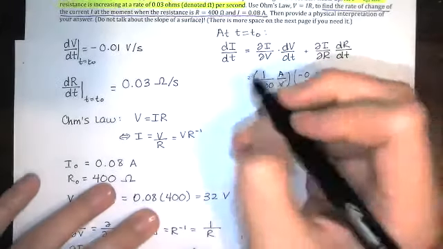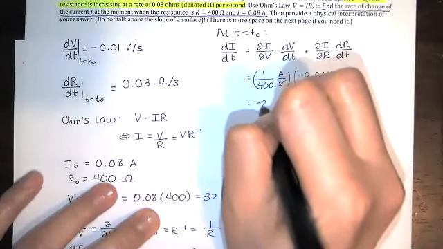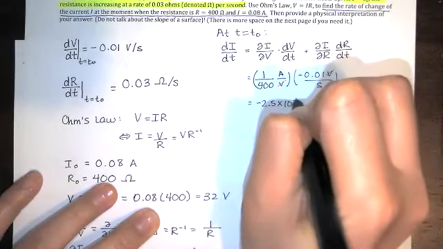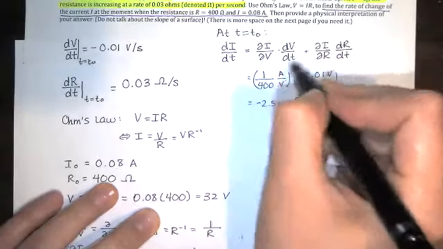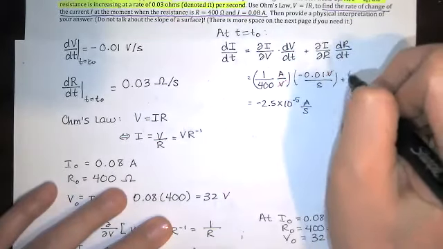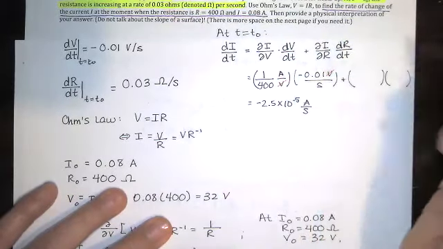I'm going to use the decimal approximation now. This is negative 2.5 times 10 to the negative 5th amps per second. That's just for this term. We're going to do the same thing for the second term.